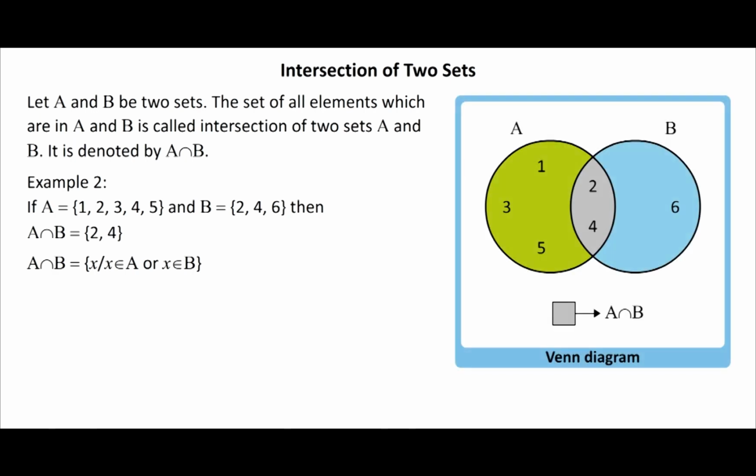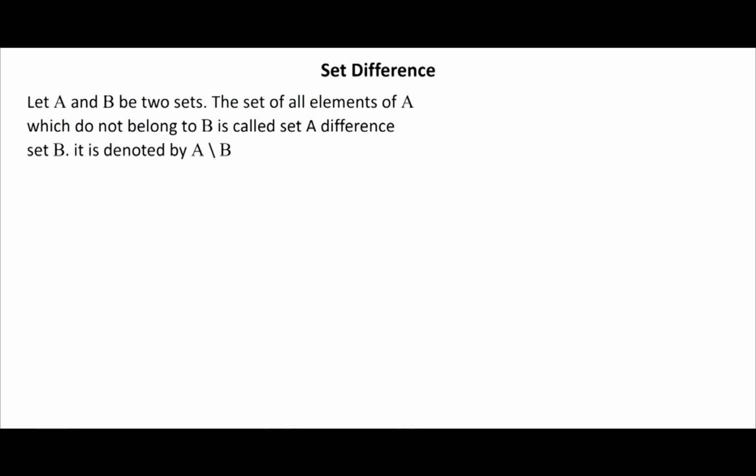This can be represented using the Venn diagram as shown. In the Venn diagram, the center part represents the common part of the sets A and B, that is A intersection B. Let's now define the difference of two sets. Let A and B be two sets. The set of all elements of A which do not belong to B is called set A difference set B, and it is denoted by A difference B.